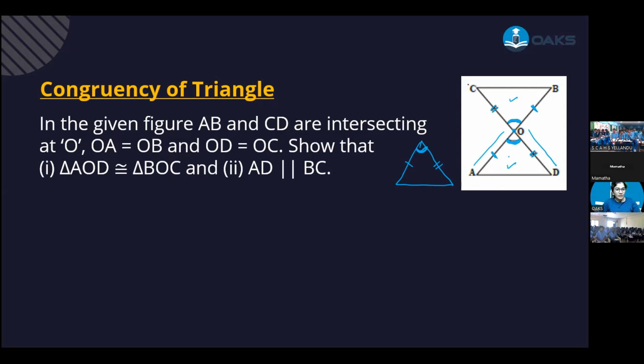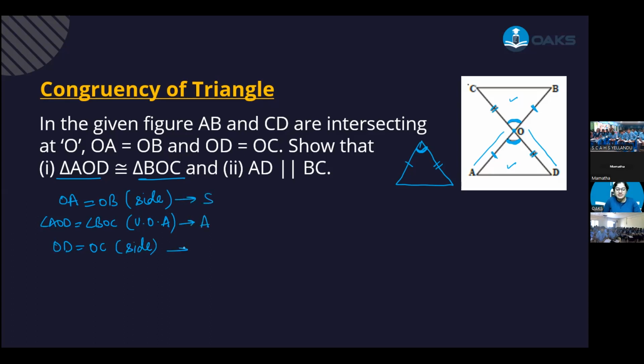So here, what we can say now, we have to prove these two, right? What is given to us is that OA is equal to OB. This is the first side. And we are talking about two angles, that is angle AOD, which is equal to angle BOC. That is because of vertically opposite angles, right? And we have another side, that is OD equal to OC. Again, one side. So we have side, angle, side.